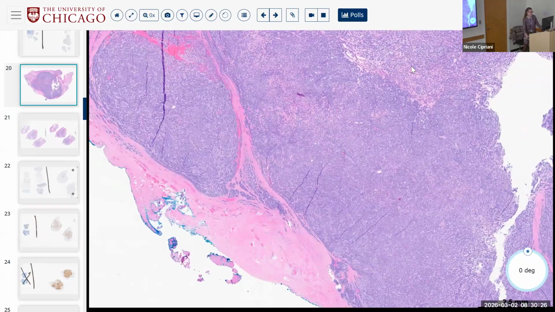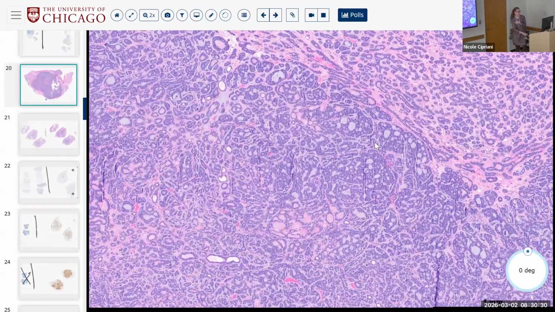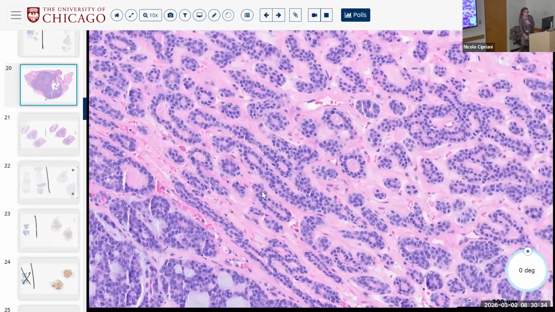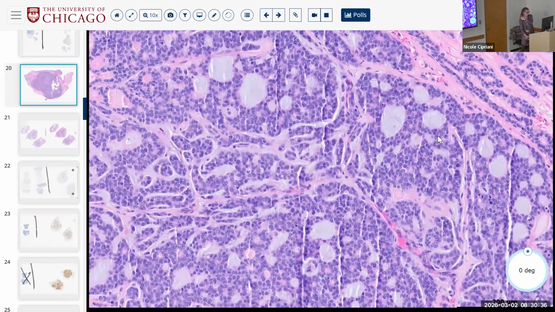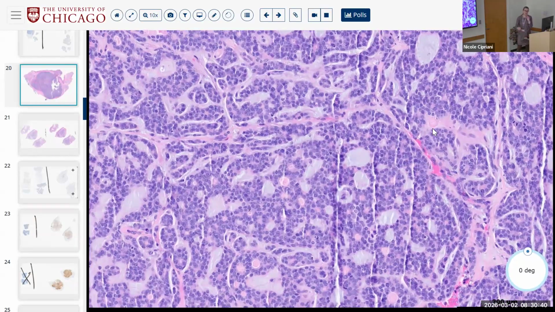Grading of adenoid cystic is generally: is it predominantly tubular, like this, where you just have these bilayered tubules? Is it predominantly cribriform, or is it predominantly solid? And that's the tiered grade. However, they're all considered bad. They can all have PNI.